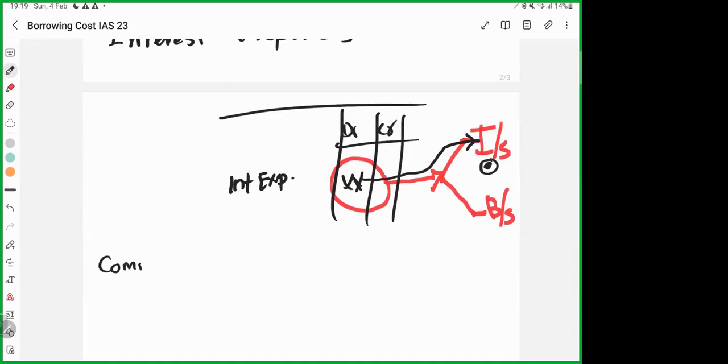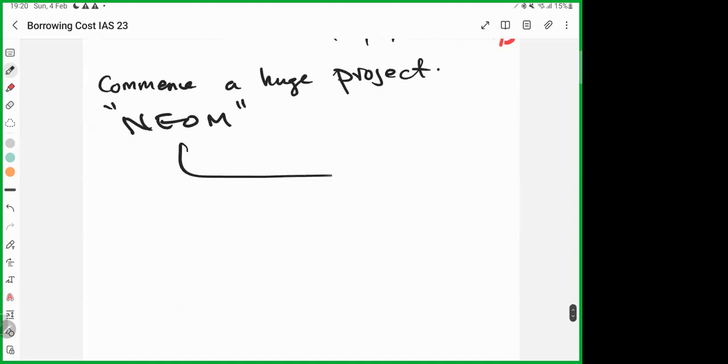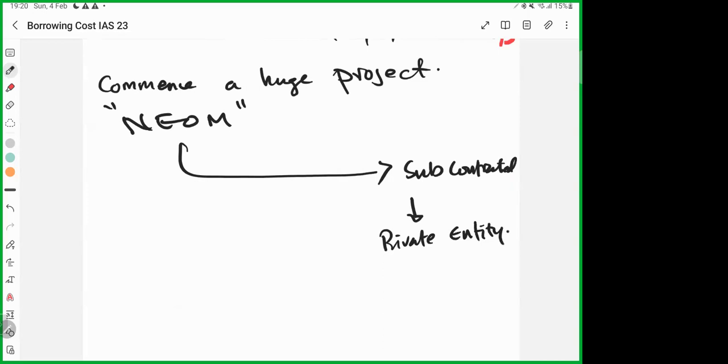But now, sometimes what happens, brothers, you commence a huge project. For example, in Saudi now, although on the outset it's a government project, do you think that the government alone can do this? No. Government needs support from private entities. Agreed? Let's say one of the areas has been subcontracted to one private entity. Let's assume, just for the sake of example, $300 billion.